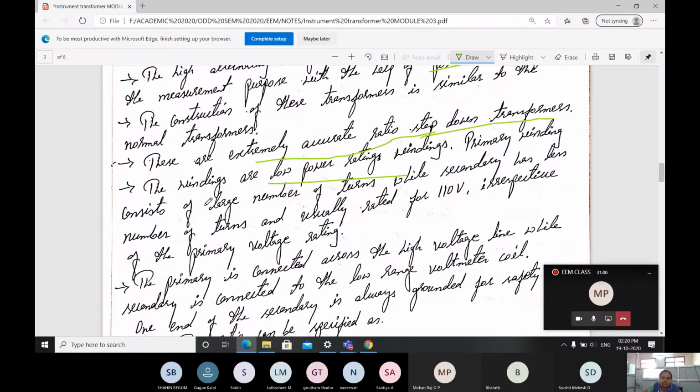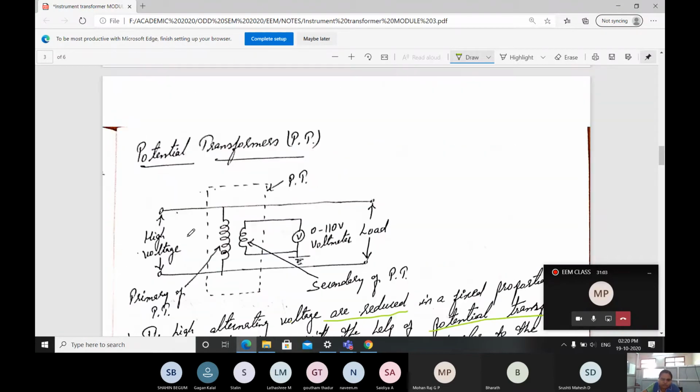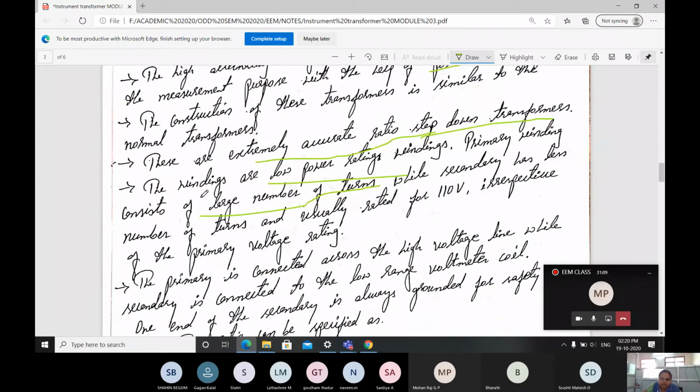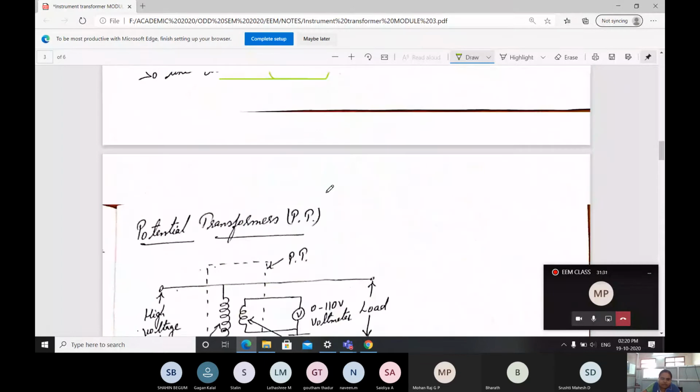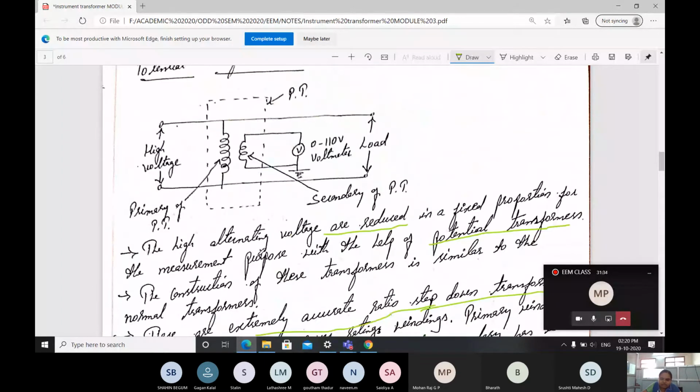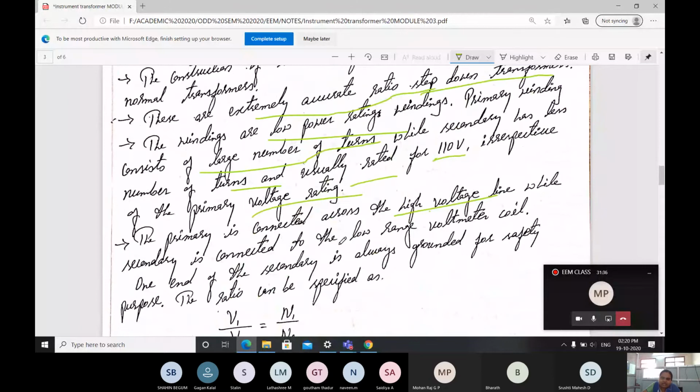The primary winding consists of a large number of turns. Observe the figure, it has more turns. While the secondary has fewer turns and is usually rated for 110 volts irrespective of the primary voltage rating. Next, the primary is connected across the high voltage line, while the secondary is connected across the low range voltmeter coil.